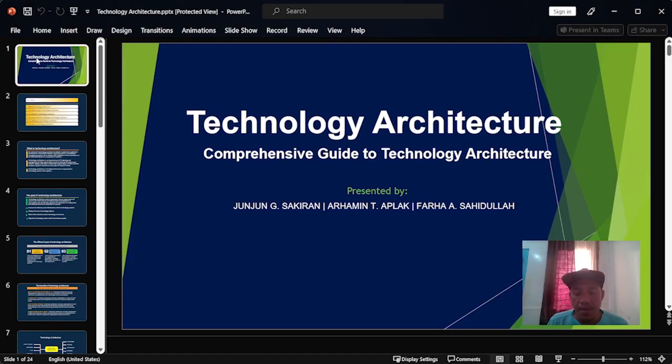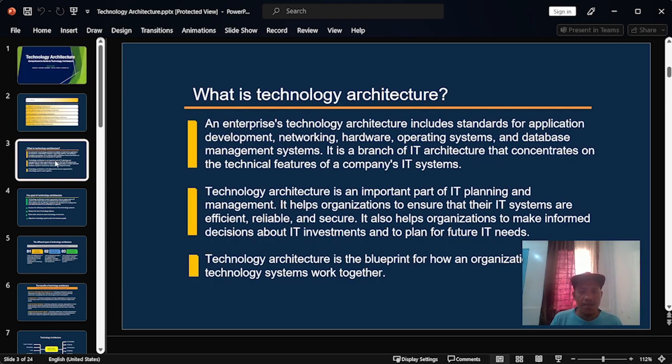All right, let me continue our topic for technology architecture. An enterprise technology architecture includes standards for application development, networking, hardware, operating system, and database management system. So it's a branch of IT architecture that concentrates on the technical features of the company in the system. So this involves how the technology is designed for an organization.